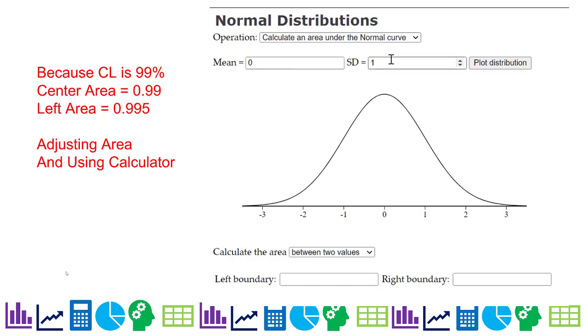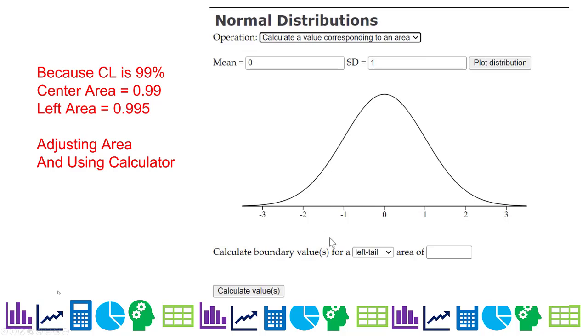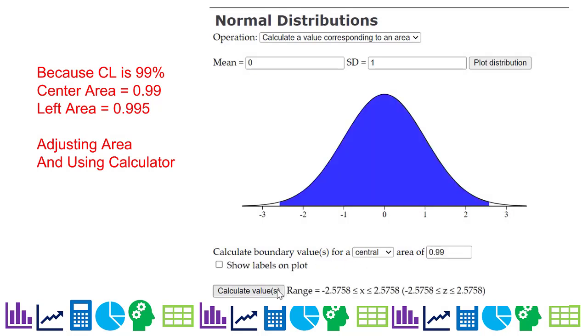Mean is 0 and standard deviation is 1. So this is a standardized form. And what we're trying to do is a confidence interval, so I need to find a value corresponding to an area, and I want central. All right, now you're probably going, Mrs. Everman, why are you using Statlet? Well, because I need to show something for people with old calculators.